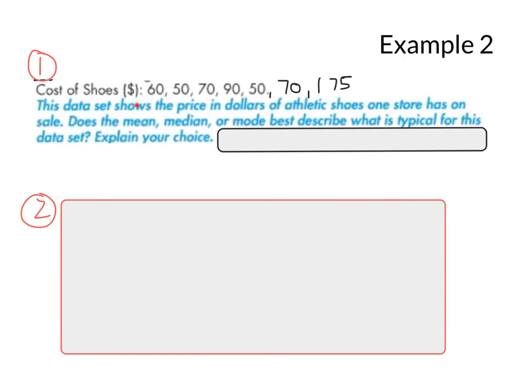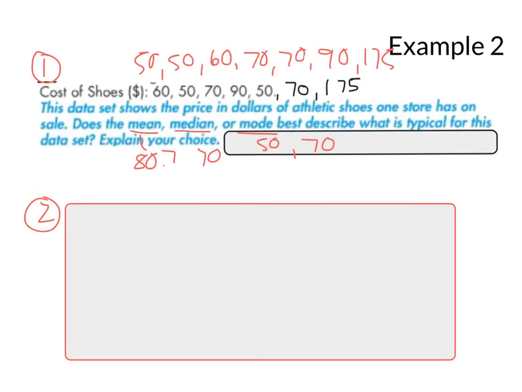So now we have pretty much the same problem as example 1, but I added 2 numbers. Please try to find the mean, median, and mode, and come back. Please unpause the video once you have those in 3, 2, 1. All right, so we have a mean of 80.7, a median of 70, and a mode of 50 and 70. So which one would best describe what is typical for this data set?